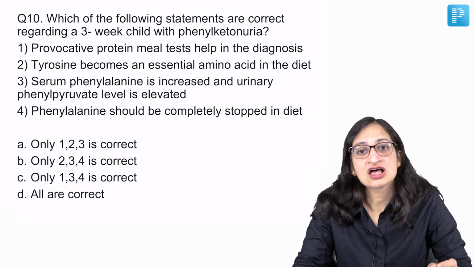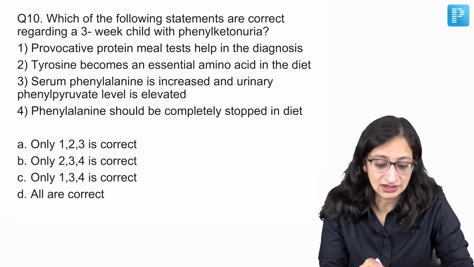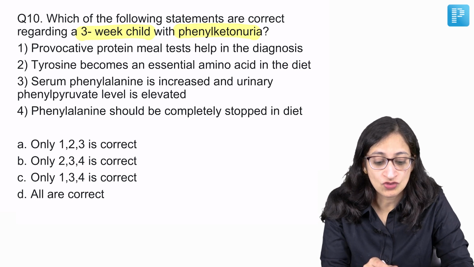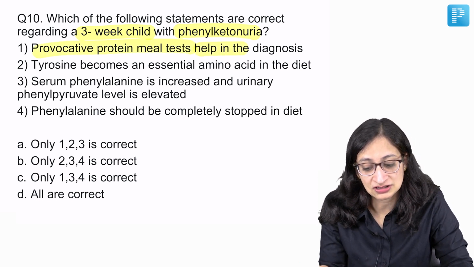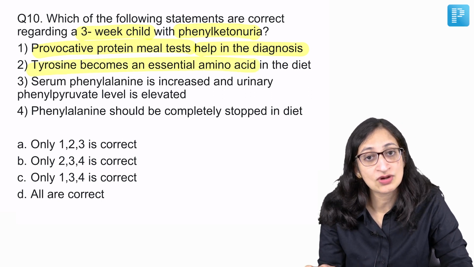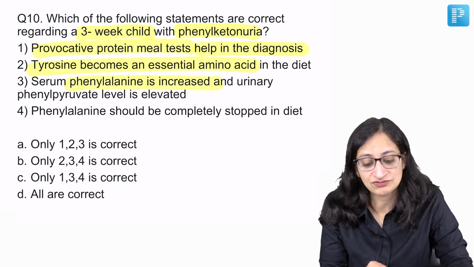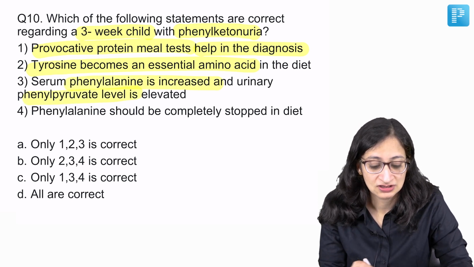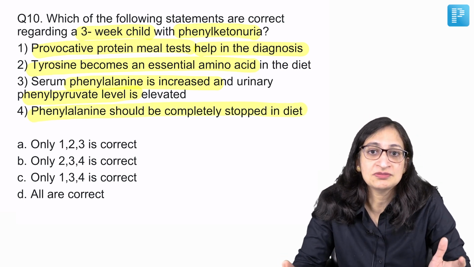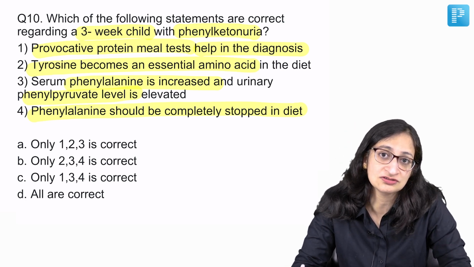So moving on to the last question that we will be discussing here today. Which of the following statements are correct regarding a 3-week child with phenylketonuria? Provocative protein meal tests help in diagnosis. Tyrosine becomes an essential amino acid in the diet. Serum phenylalanine is increased and urine phenylpyruvate level is elevated. Phenylalanine should be completely stopped in the diet. So here it has already been mentioned that we are dealing with phenylketonuria. What do you think should be the answer to this question?